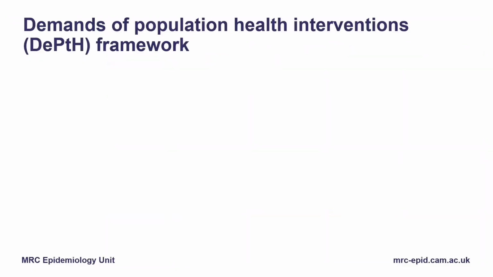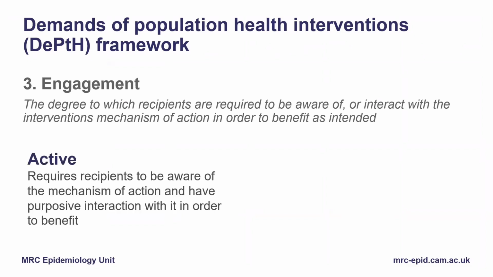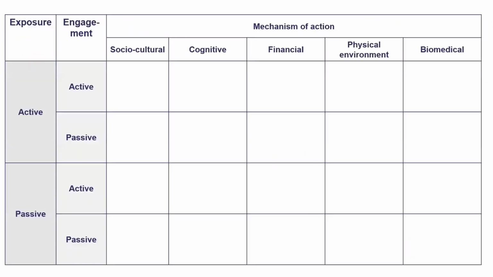So the final concept in the DEPTH framework is engagement. So this is the degree to which recipients are required to be aware of or interact with a mechanism of action in order to benefit. And once again, this can be active, so individuals are required to purposefully interact with the intervention. Or passive, where they don't need to interact with the intervention once they've been exposed to it. And adding this into the matrix brings us to the final 20 category classification. And now we can see how the examples that we've used can be differentiated by their engagement requirements.